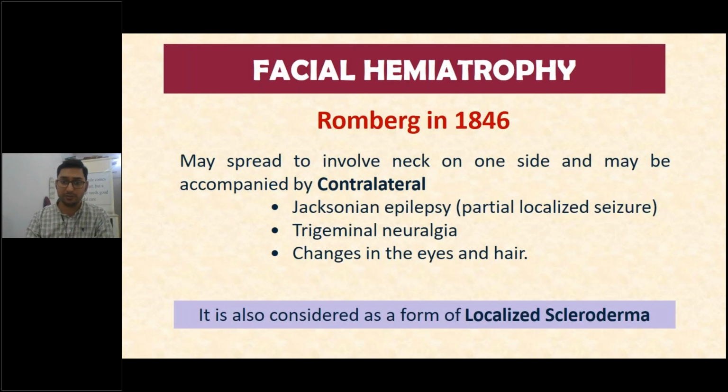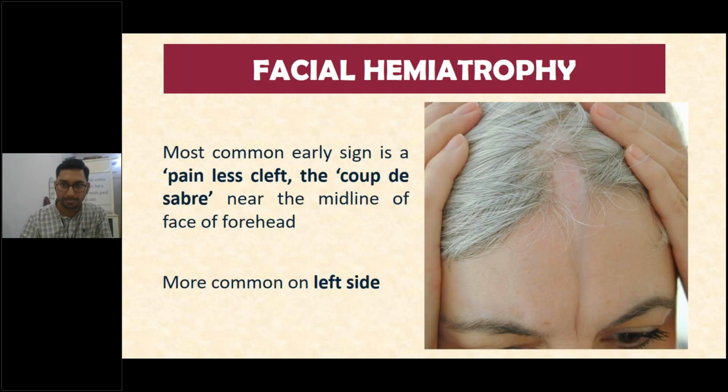Next is hemiatrophy, which is much more important, also known as Parry-Romberg syndrome. It was described in 1846 by Romberg. What can happen with this is all the manifestations are on the contralateral side because of the stretch, right? So I'll just show you an image. This is the basic manifestation of facial hemiatrophy.